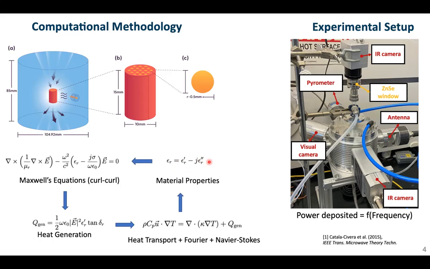In terms of experiments, we have similar dimensions of the microwave cavity, which gets its power from a coaxial antenna, and the structured reactor is placed inside a quartz tube. Quartz is microwave transparent, so it allows microwaves to go through it and interact with the structured reactor. The power deposited in this cavity is a function of the frequency at which these experiments are run.